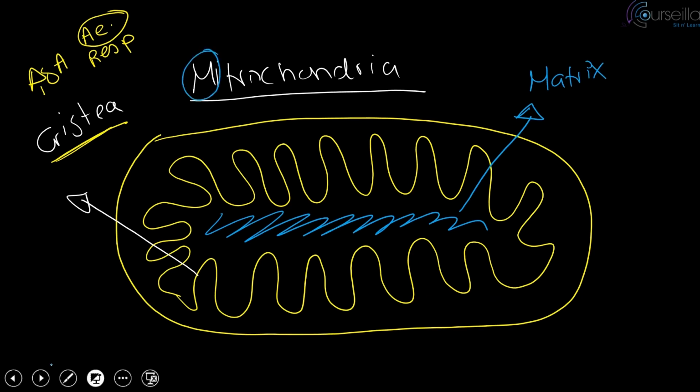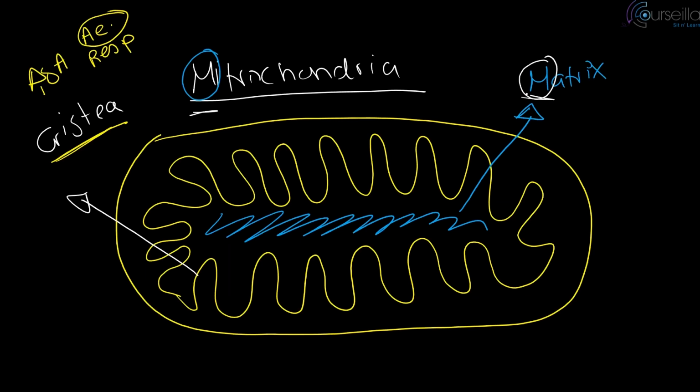M. Matrix also starts with an M, because we usually get confused between the matrix and the stroma. Found where? Who knows? In the chloroplasts. Well done. So it's usually a point of confusion. The stroma is in the chloroplast and the matrix is in the mitochondria. How will we remember them? Mitochondria starts with an M and matrix starts with an M. So this will help us remember that the matrix is in the mitochondria.